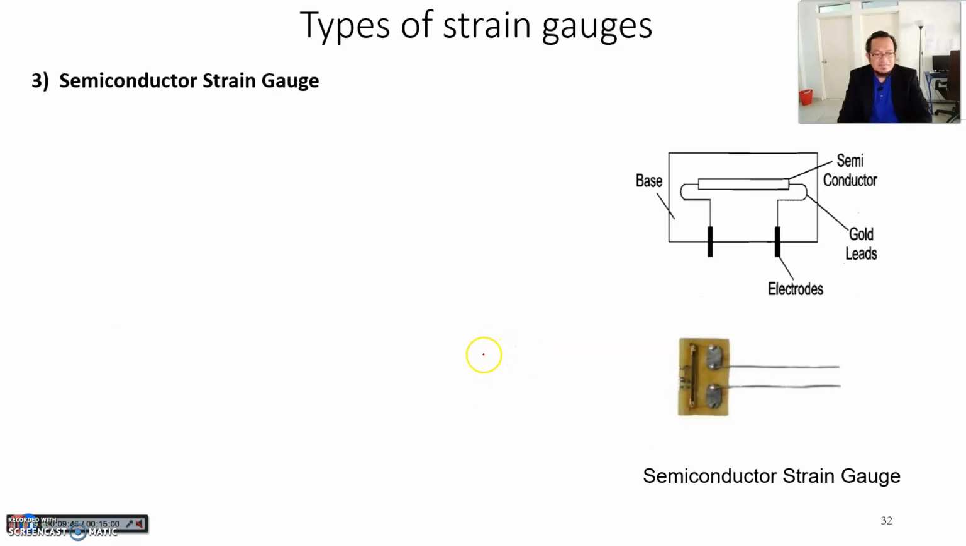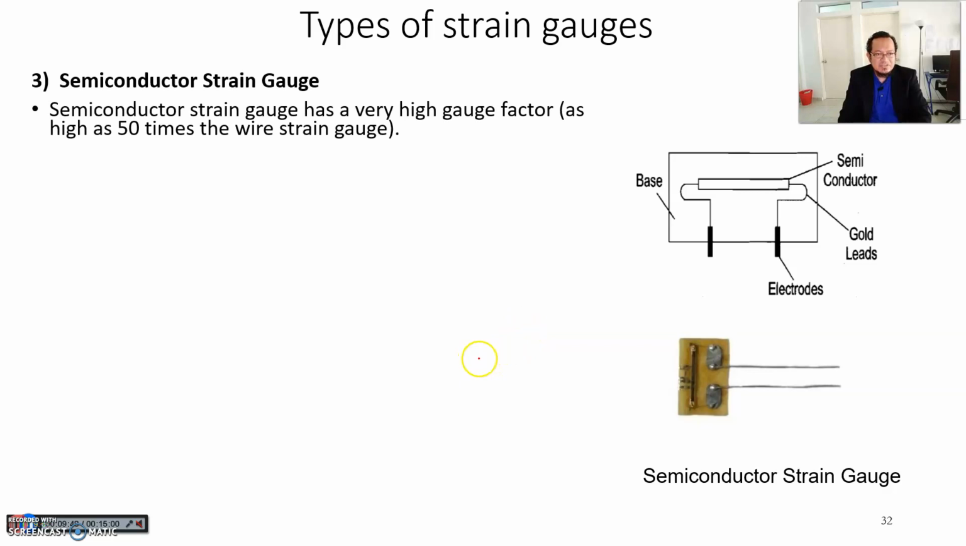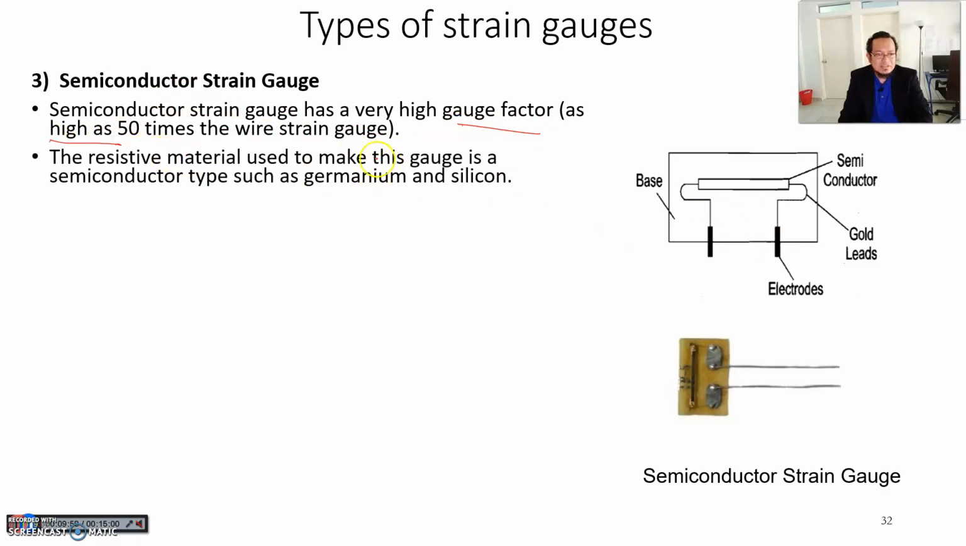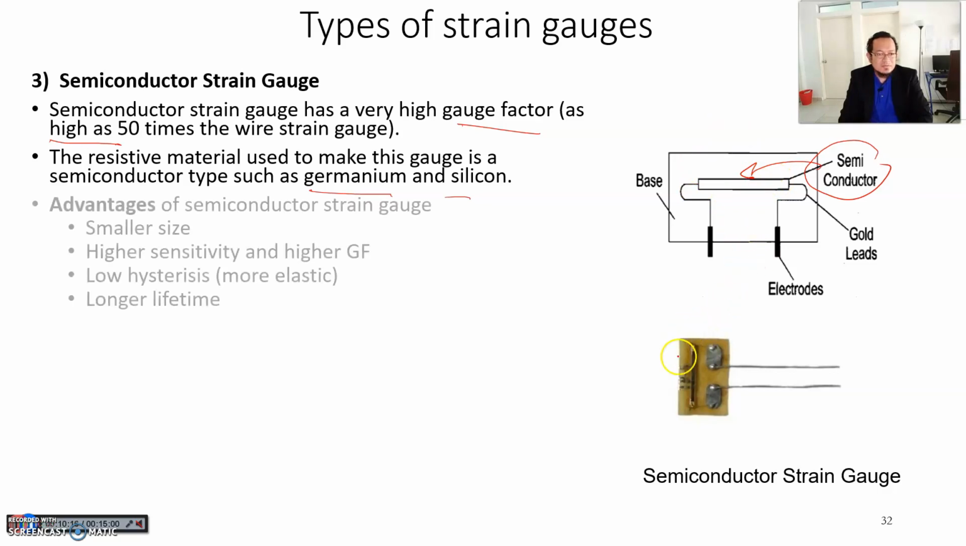Another type of strain gauge is called a semiconductor strain gauge. This is a bit different. It has a very high gauge factor. We'll talk about gauge factor later on. The resistive material used to make this gauge is a semiconductor type, for example, germanium and silicon. So you have the same base, the same carrier here, but the only difference is you have a semiconductor element inside this carrier. This is how it looks in real life, optically.